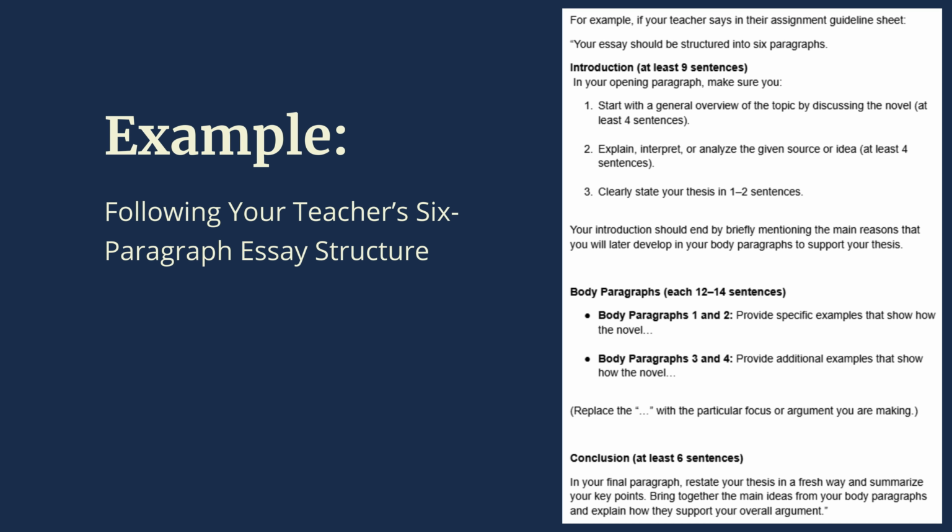Body paragraphs 1 and 2 provide specific examples that show how the novel does something. And body paragraphs 3 and 4 provide additional examples that show how the novel does something. And replace the quotations with the particular focus or argument you are making. And for the conclusion, at least 6 sentences. In your final paragraph, restate your thesis in a fresh way and summarize your key points. Bring together the main ideas from your body paragraphs and explain how they support your overall argument.